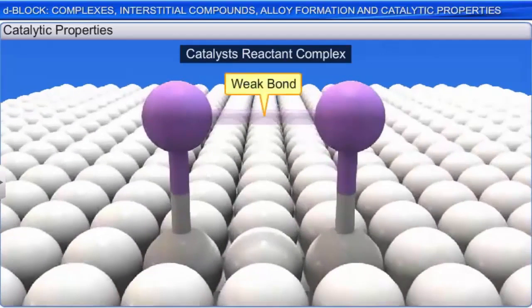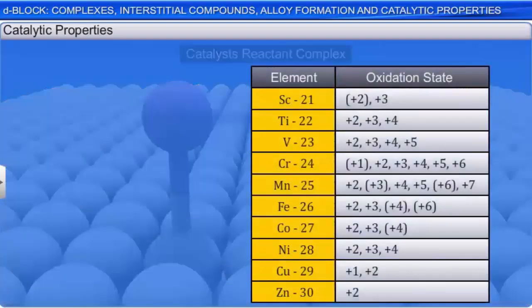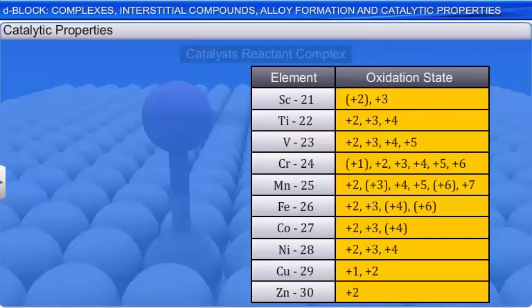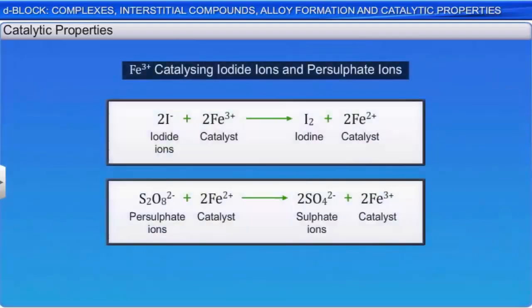Since the transition metal ions can change their oxidation states, they act as catalysts more effectively. For example, Fe3+ catalyzes the reaction between iodide and persulfate ions by changing its oxidation state. It first gets reduced to Fe2+ by oxidizing iodide ions, and then gets oxidized to Fe3+ by reducing persulfate ions.